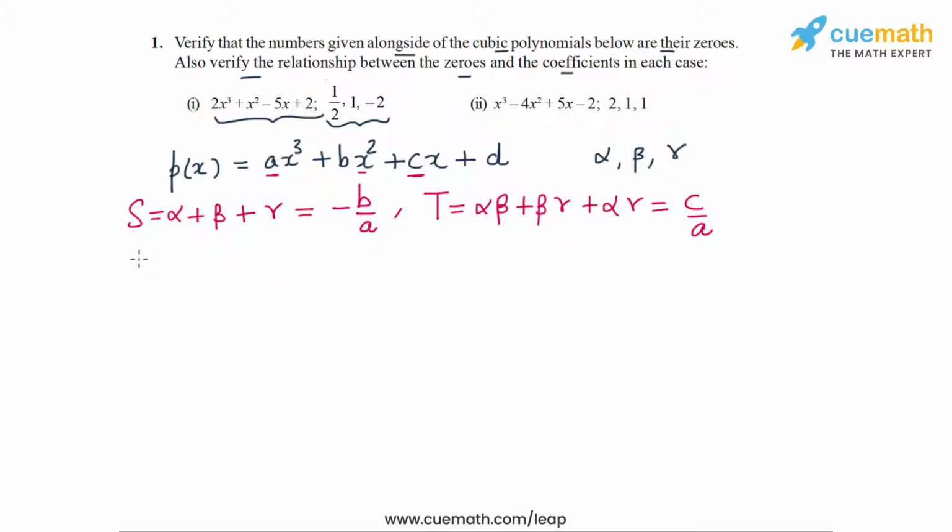And finally the product of the zeros, p, which is alpha beta gamma, should be equal to minus of the constant term, so minus d over the coefficient of x cube, so minus d over a. So we have to verify whether these three relations hold for each part or not. Okay, so let's do part 1 first.